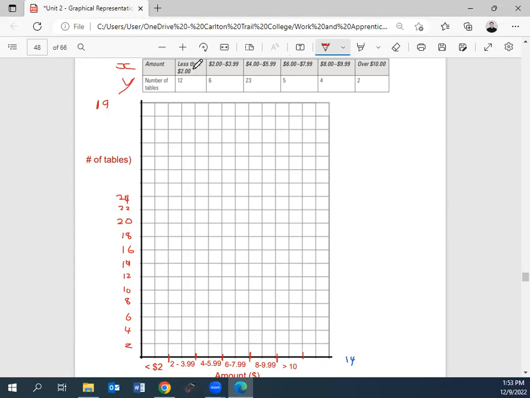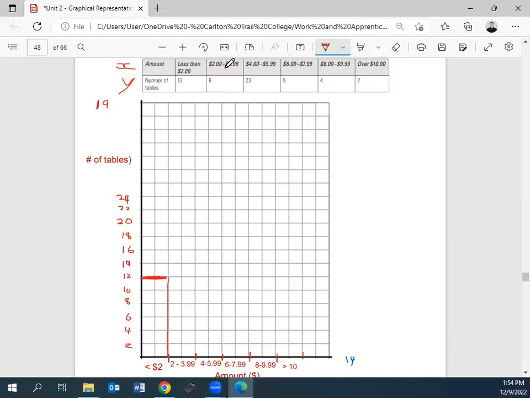So all I'm going to do is go to my less than $2, which is these 2 lines, and that went up to 12. So I'm just going to put a little mark there at 12. And then I'm going to draw that bar in, right? So you should look something like that.